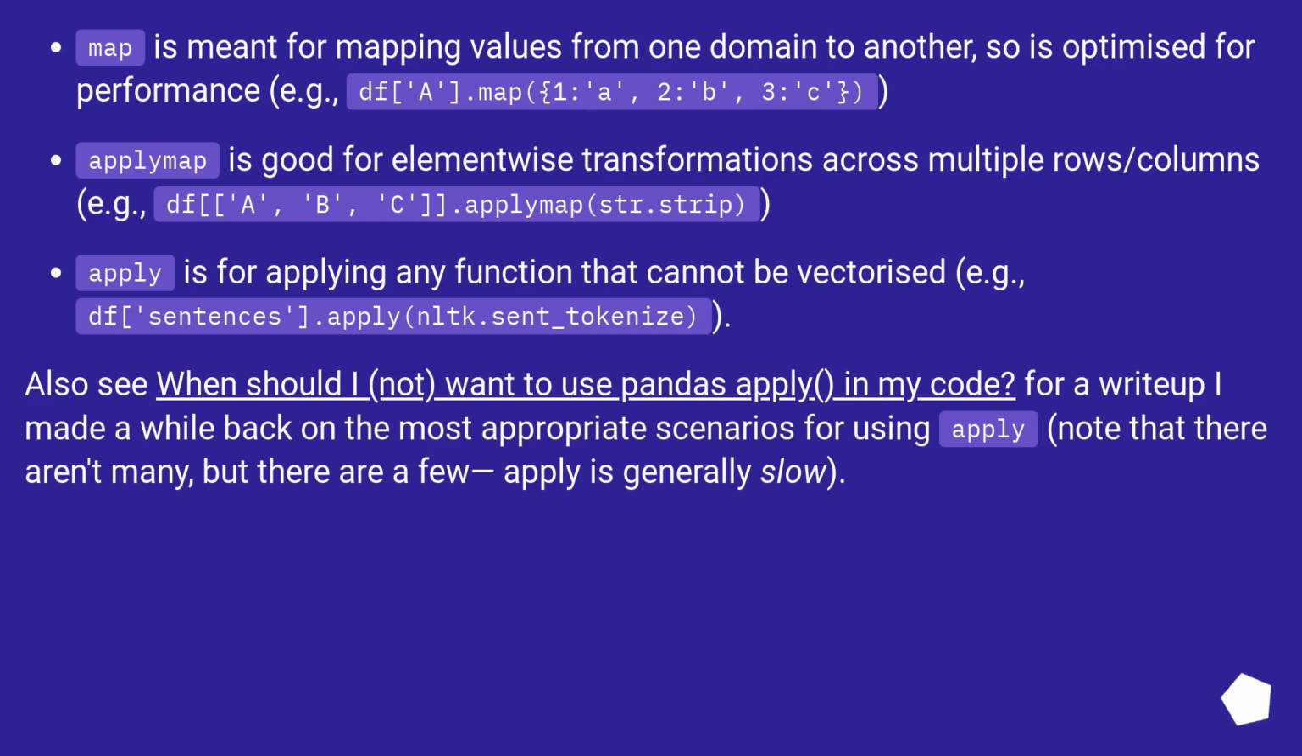nltk.sent_tokenize). Also see "When should I not want to use pandas apply in my code?" for a write-up I made a while back on the most appropriate scenarios for using apply. Note that there aren't many, but there are a few. Apply is generally slow.